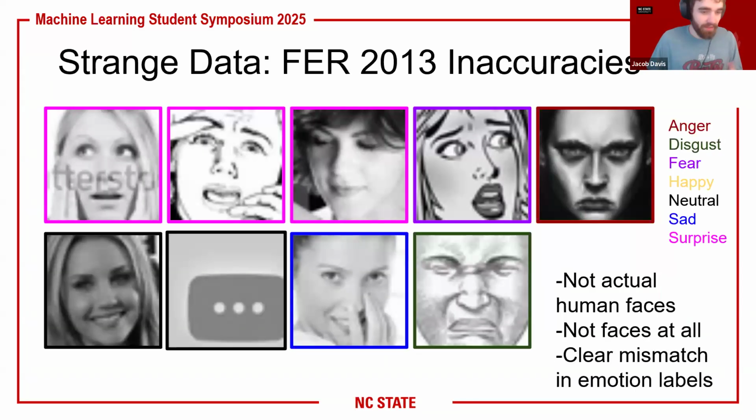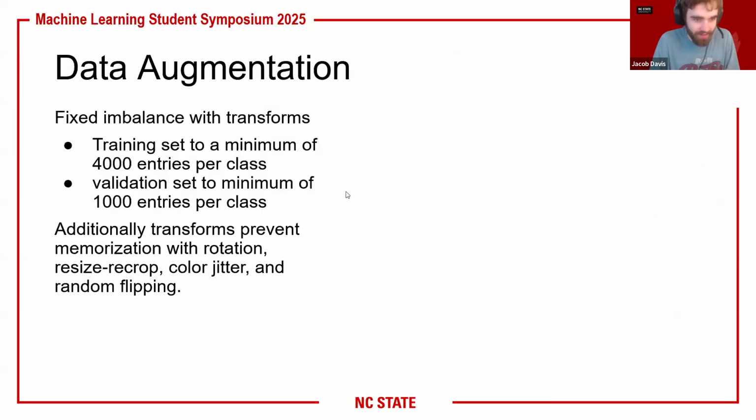There's also these strange images that aren't even human. We got drawings, images with text. Some of them don't even have faces in them. And then we have artificially generated AI. Not only are they not human, they also are sometimes incorrect. Like this face right here is under the surprise class. This is likely due to this dataset being from an auto scraper or auto image getter, leading to it being inaccurate, which was a severe limiting factor in our accuracy.